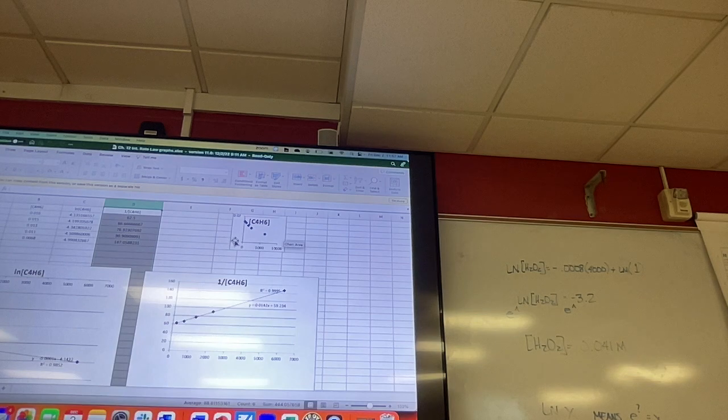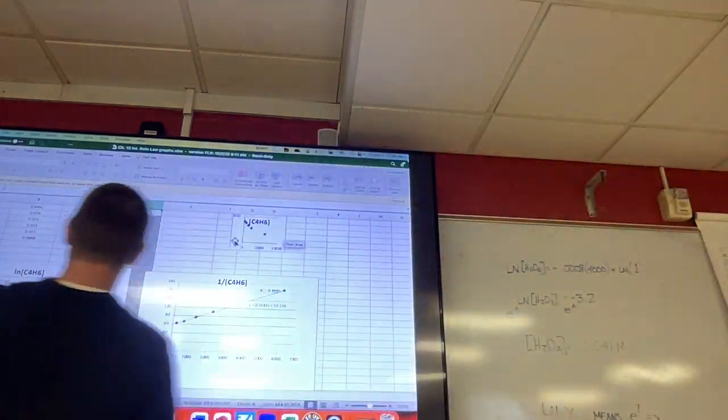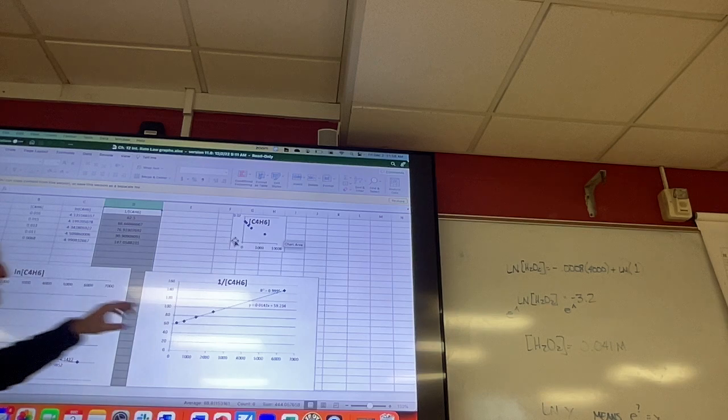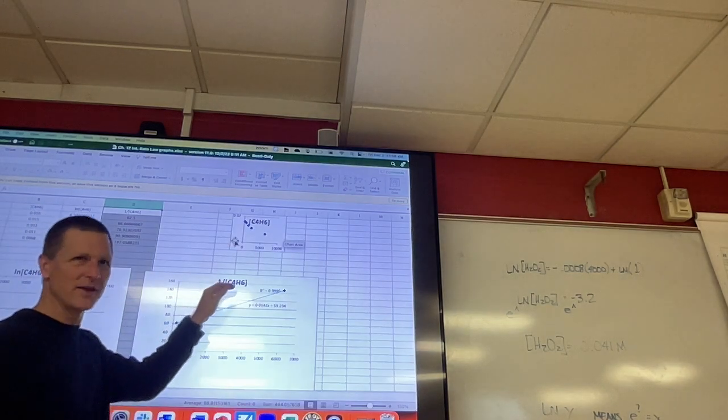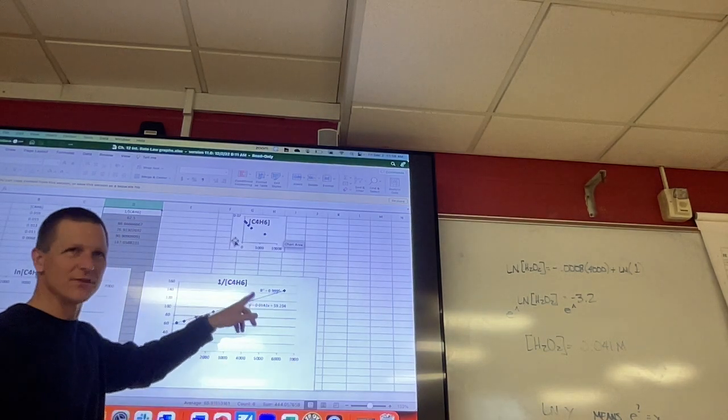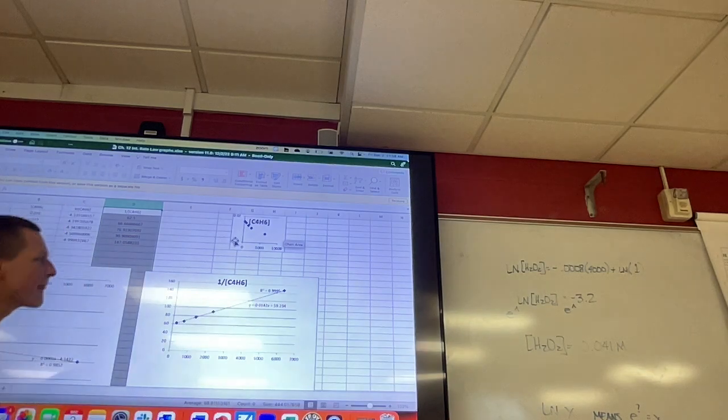No, no. I can't see that well because the squared value is so tiny. But the graph on the left is the second order, and the graph on the right is the first order. This is first order. This is ln, so that's the first order graph. This is the inverse, so that's the second order graph. And the r squared is 0.999 for this one. Got it, thank you.